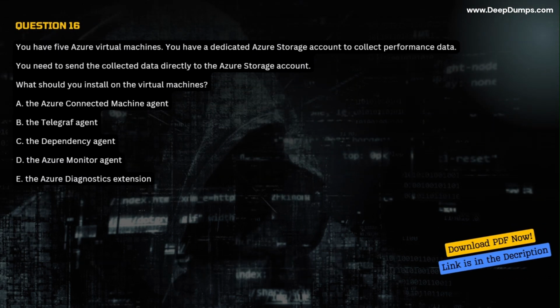Question 16. You have 5 Azure virtual machines. You have a dedicated Azure storage account to collect performance data. You need to send the collected data directly to the Azure storage account. What should you install on the virtual machines? A. The Azure Connected Machine Agent. B. The Telegraf Agent. C. The Dependency Agent. D. The Azure Monitor Agent. E. The Azure Diagnostics Extension.